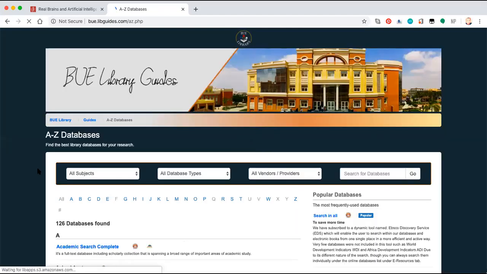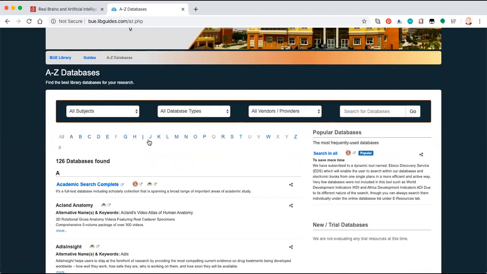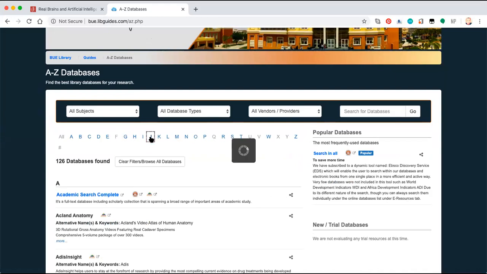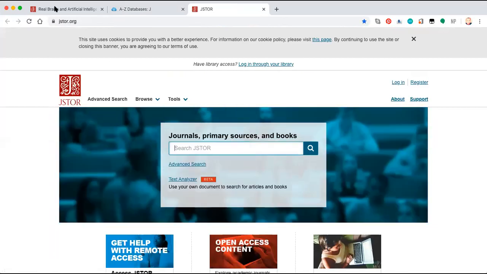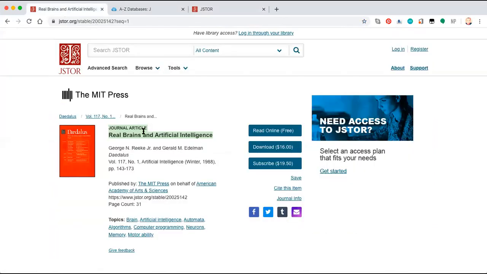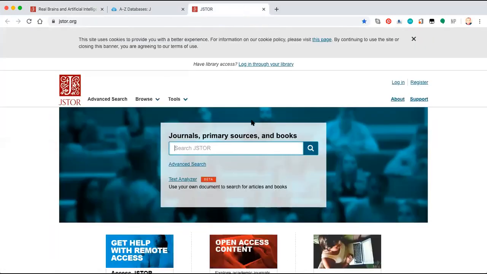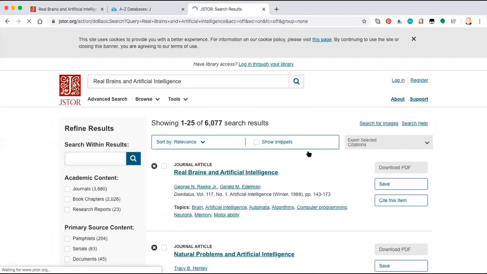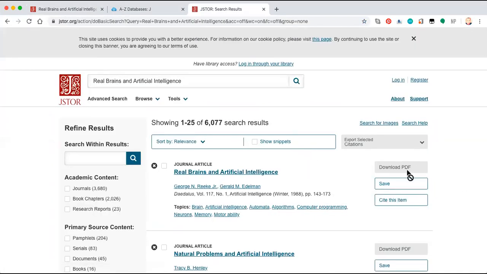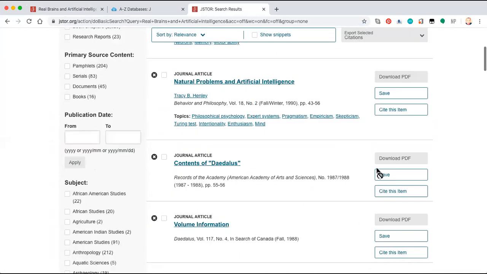Yeah. Okay, and then here they are alphabetically organized. So I'm looking for what? JSTOR, right? Yes. So I'm going to click on the J, and here I find JSTOR. And I'm going to go back to Google Scholar, copy the article's name, because now I have access, right? And then search for it, and then you can download it. Oh, that would help me a lot.